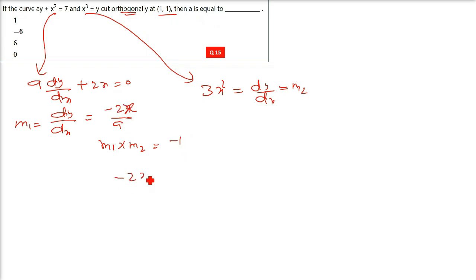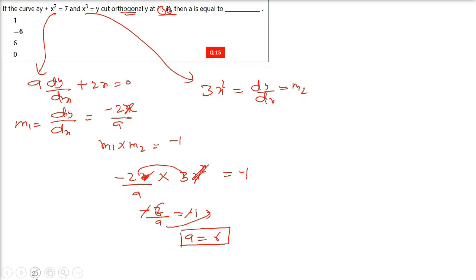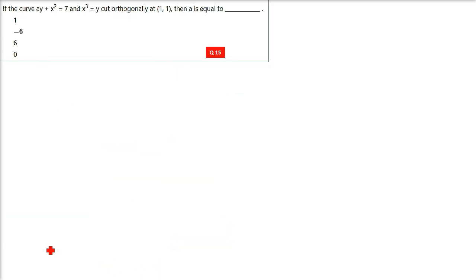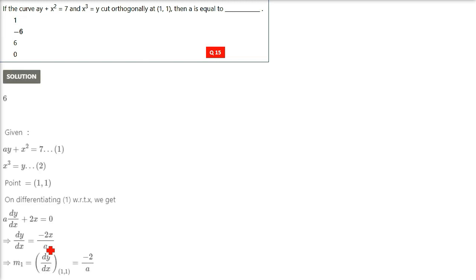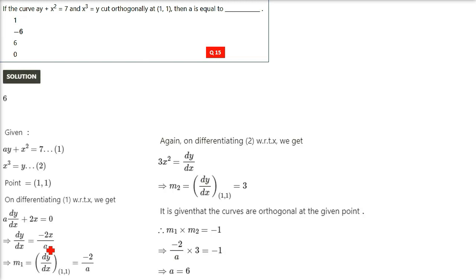So I'm just multiplying these two, equating it to -1, and it's clearly being said x is 1, y is 1. So you can replace x as 1 here, minus 2, and here you can just remove this because 1 multiplied by anything is that thing only. Minus minus you can cancel. Oh no, 6 is there, sorry. So a is equal to 6. So we have an option, third option, which is saying a is equal to 6. So this is the whole way you are going to do it, this is how you are going to write for it.